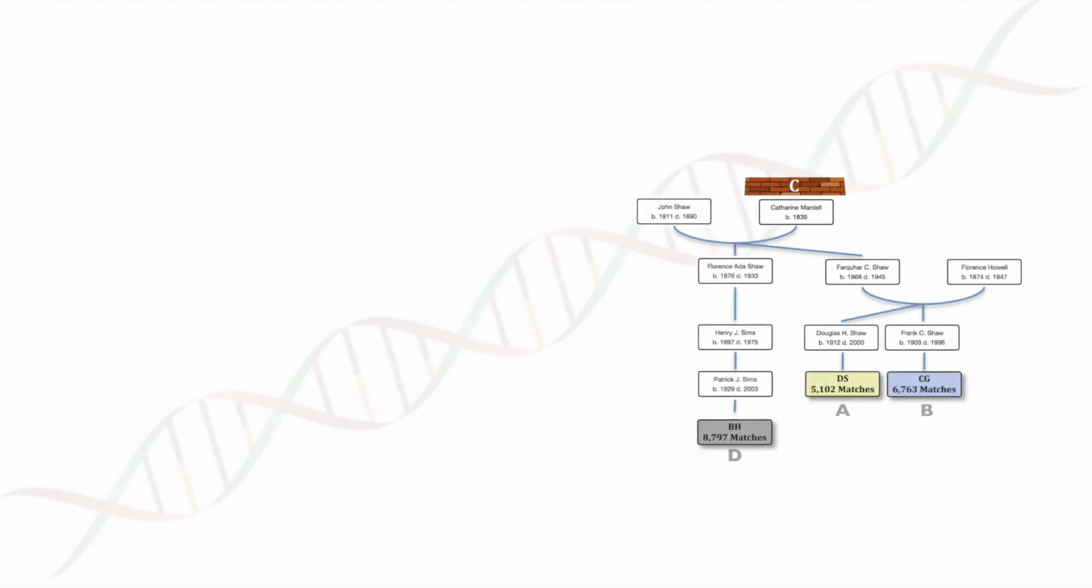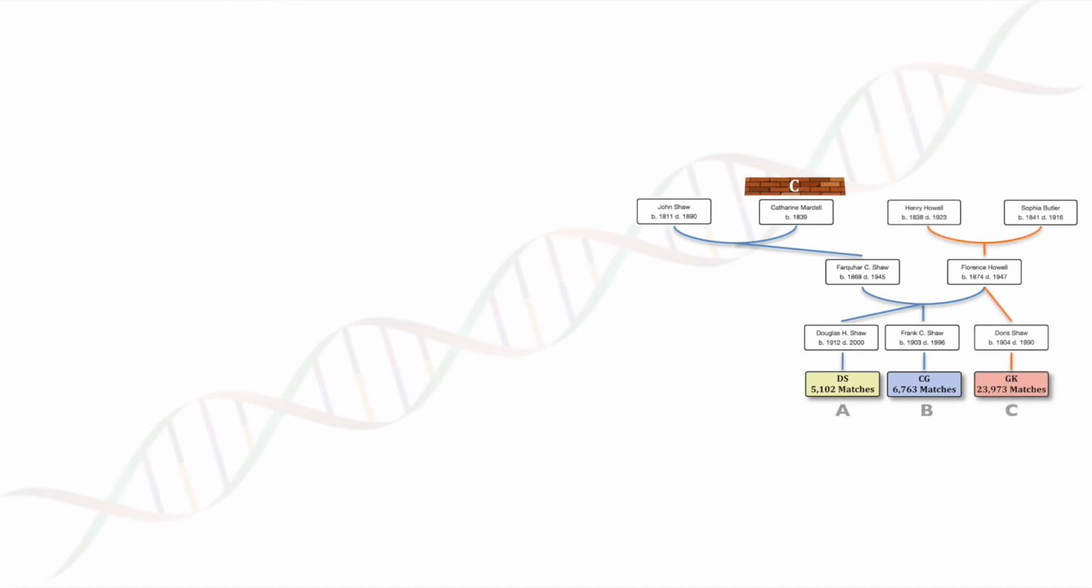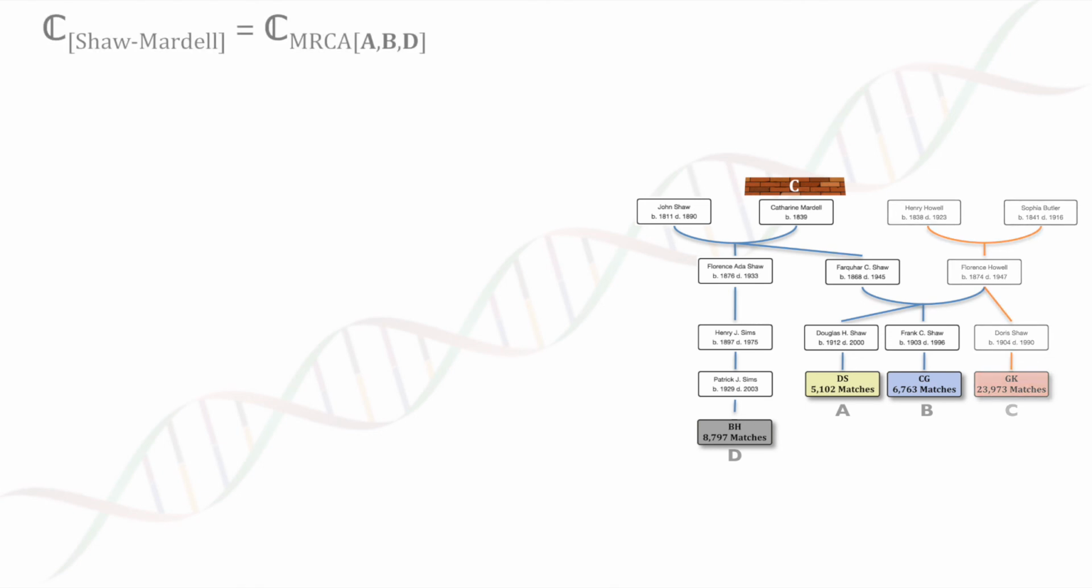Ancestral brick wall C concerns the pedigree of DS' great-grandmother Catherine Mardell. Our analysis includes 3 descendants of Catherine, subjects A, B, and D. Following the tabulation of subjects A, B, and C, the addition of subject D to our analysis enlarges our analytic control set to around 1,800 matches, roughly 1,000 of which are members of complex Shaw-Mardell.